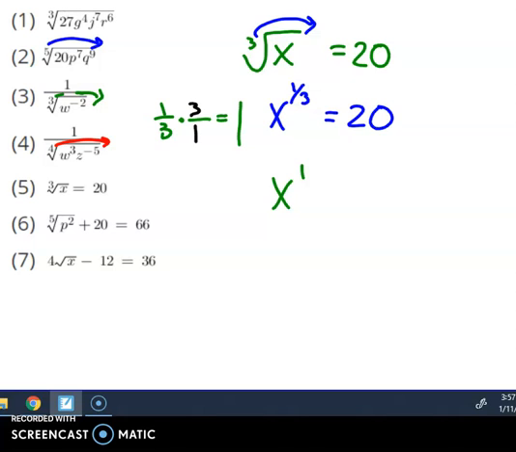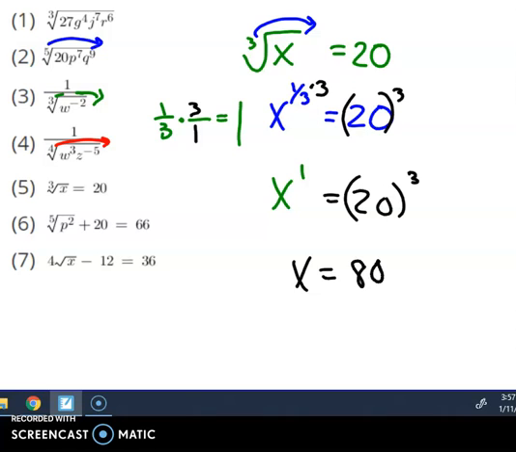What we talked about is that we would use the reciprocal of 1/3. So we multiply by 3, or 3 over 1. We multiply both sides by an exponent of 3, so I can turn the 1/3 times 3 into an exponent of 1. And it would be equal to 20 to the 3rd power. And 20 to the 3rd power would be 8,000.